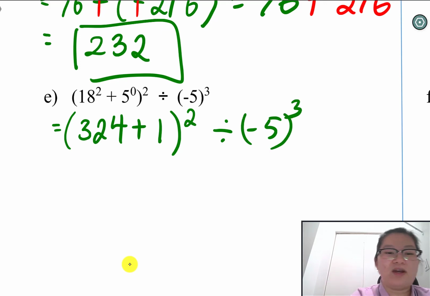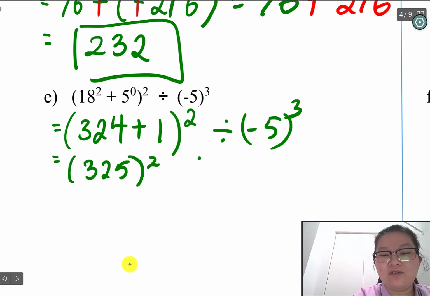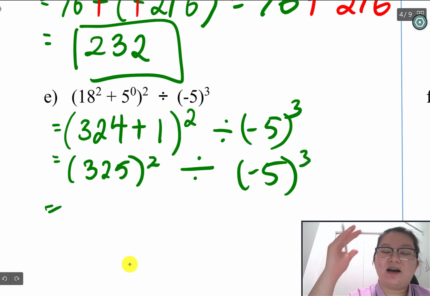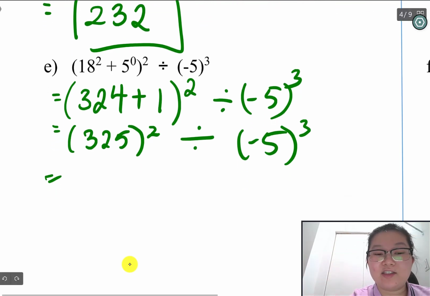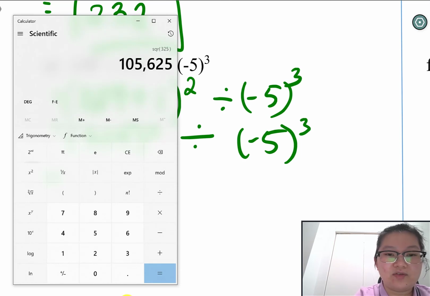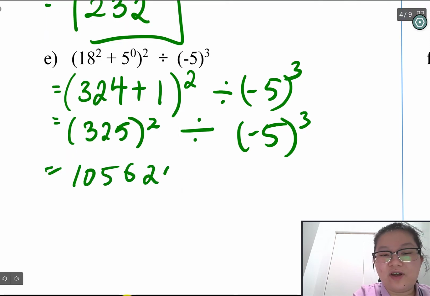So next up we have to clean out the brackets again. So this is 325 to the power of 2 divided by negative 5 to the power of 3. Okay, now we're done brackets. Now on to exponents. So let's do 325 to the power of 2. Oh, 105,625.